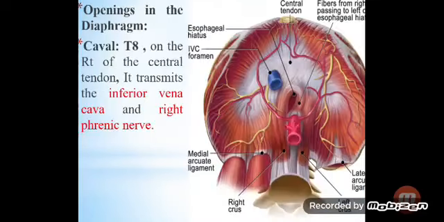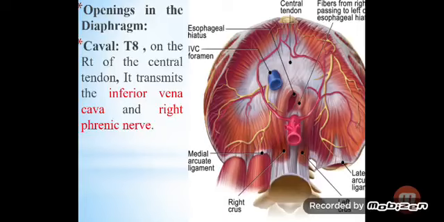What about the openings? This is very important. Actually, in the diaphragm, there are three main openings. The caval opening, second is the esophageal opening, and third the aortic opening. The caval opening is the higher one. It is at the level of the 8th thoracic vertebra, on the right side of the central tendon. So from its name, caval, it transmits the inferior vena cava with the terminal branches of the right phrenic nerve.